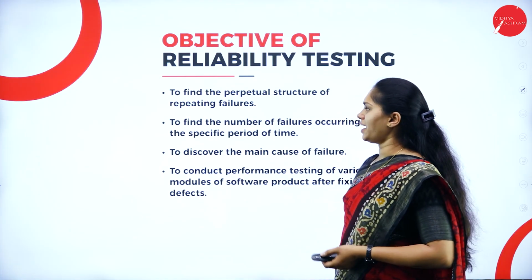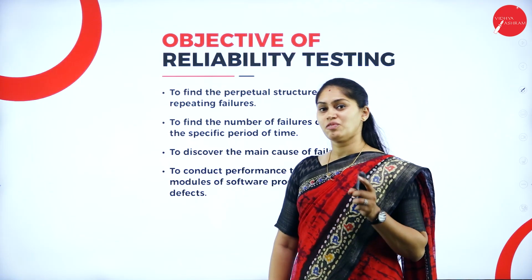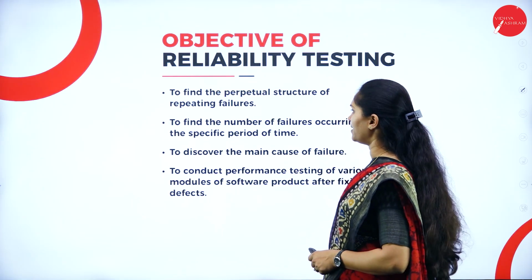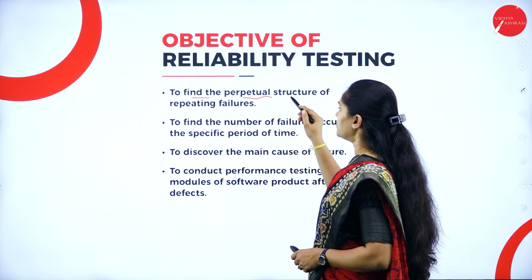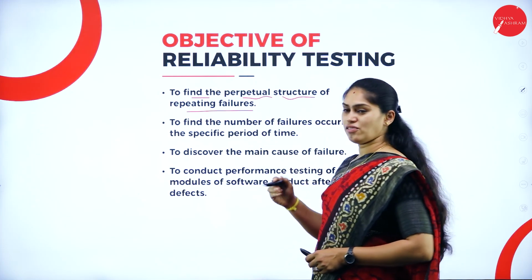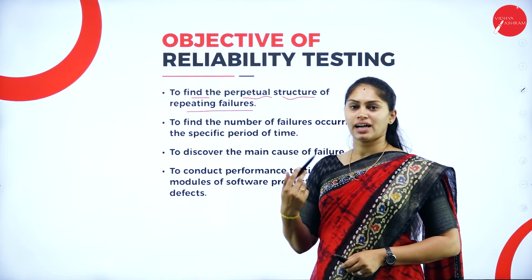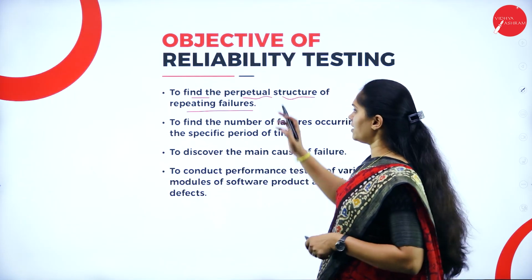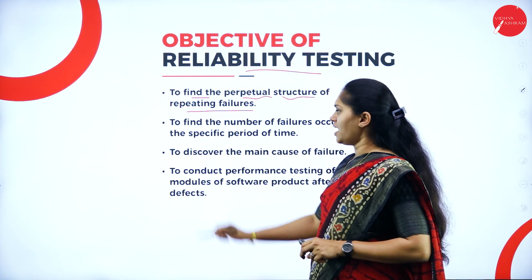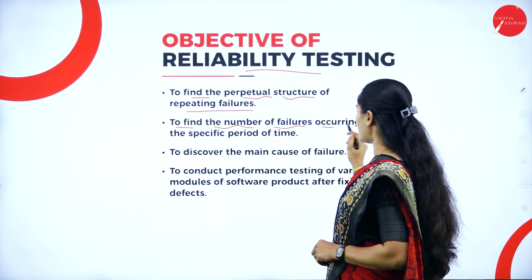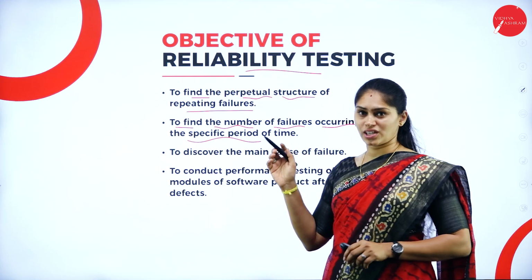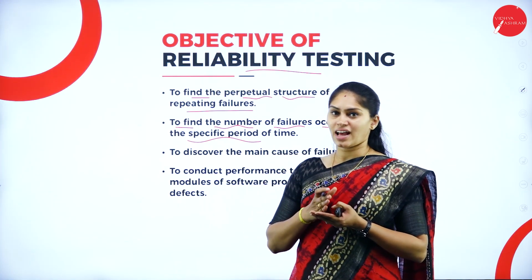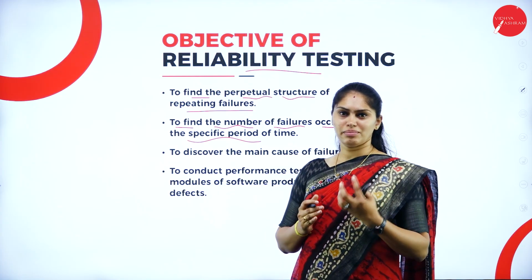And what is the main objective of this reliability testing? Why do we have to check the potentiality of a particular software or application? Mainly to find the perpetual structure of a repeating failure. Why is the failure occurring so redundantly? What is the reason for that? In order to get to know that, we will be having this reliability testing, and mainly to find the number of failures occurring in a specific period of time. So if I have 5 transactions, what is the number of failed transactions under that? That is what we will be checking here.